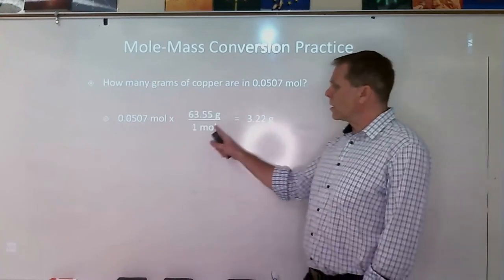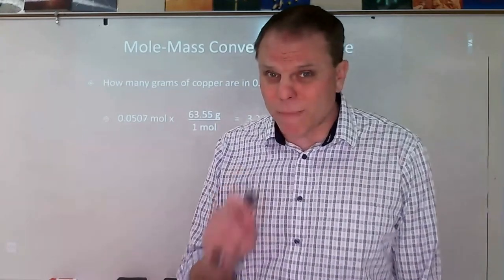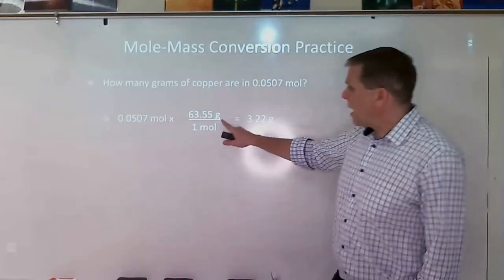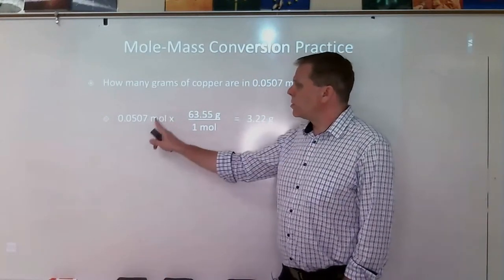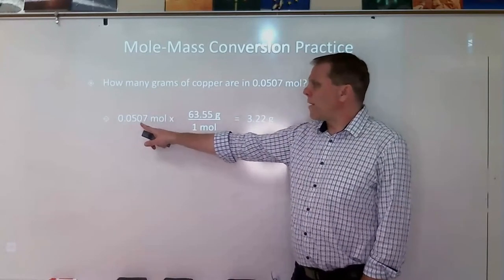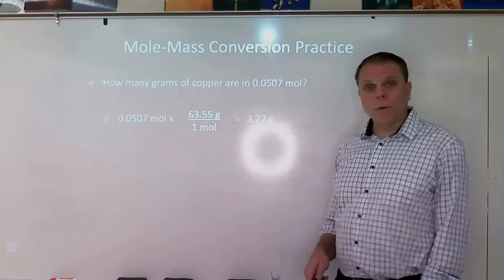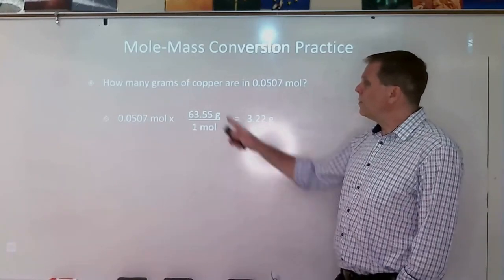Well, let me just throw in my unit conversion factor. I can look at my periodic table, right? If you want to find the molar mass, go to the periodic table. And I say, okay, moles on bottom, so it cancels out with moles on top. And I put grams on top. And then I just do 0.0507 times 63.55 divided by 1 gives me 3.22 grams of copper.